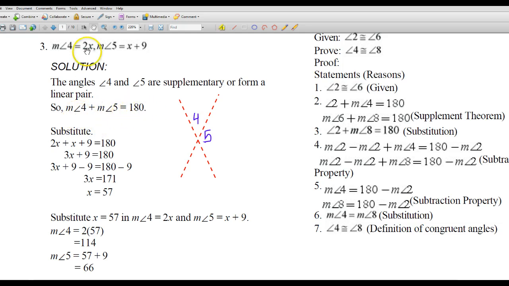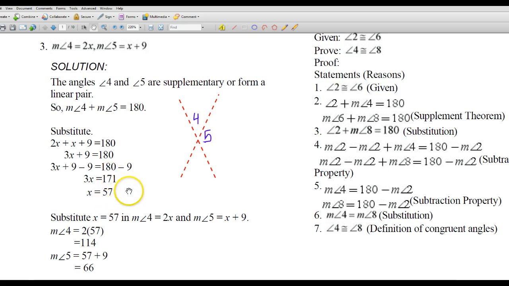From here we substitute in what we have for the measure of angle 4 and 5. So we would substitute in 2x for the measure of 4, x plus 9 for 5, and we set that equal to 180. From here we combine our like terms, so 2x and x gives us 3x plus 9 equals 180. Then we would subtract 9 from both sides and get 3x is equal to 171. So divide both sides by 3 and we get x is equal to 57.